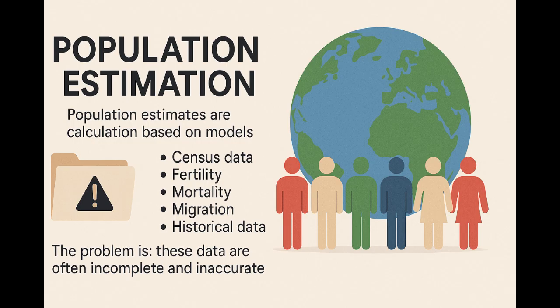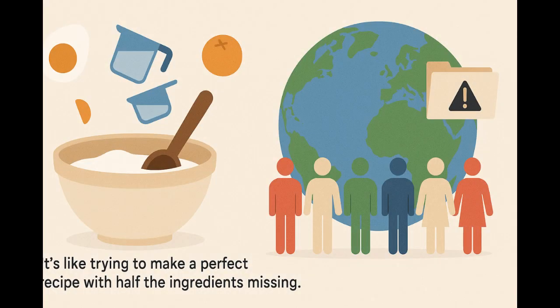These models use data from things like census data, which are done in only a handful of countries, birth rates, death rates, migration patterns, and, of course, historical data. But here's the problem. These numbers are often incomplete and flawed. Some countries don't conduct full censuses, while others underreport or overreport their numbers for various reasons. For example, in developing nations, many births and deaths are never officially recorded. And when it comes to migration, especially in war-torn or unstable regions, numbers become guesswork. It's like trying to make a perfect recipe with half of the ingredients missing.